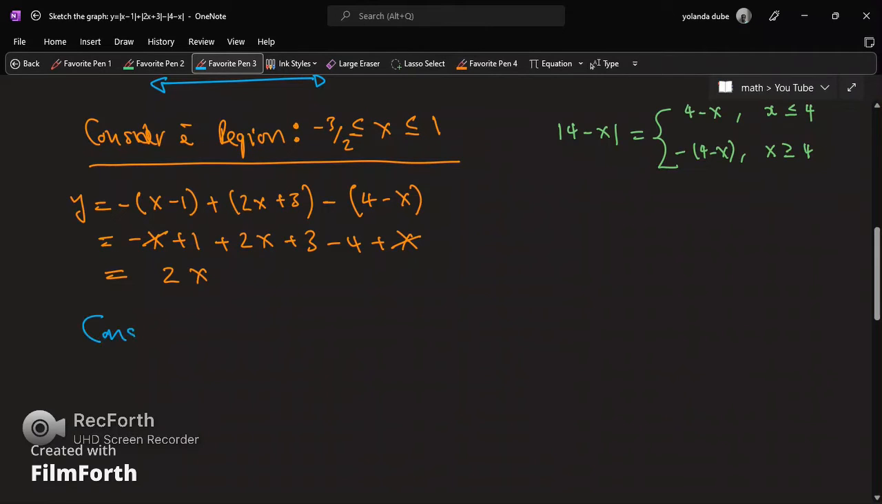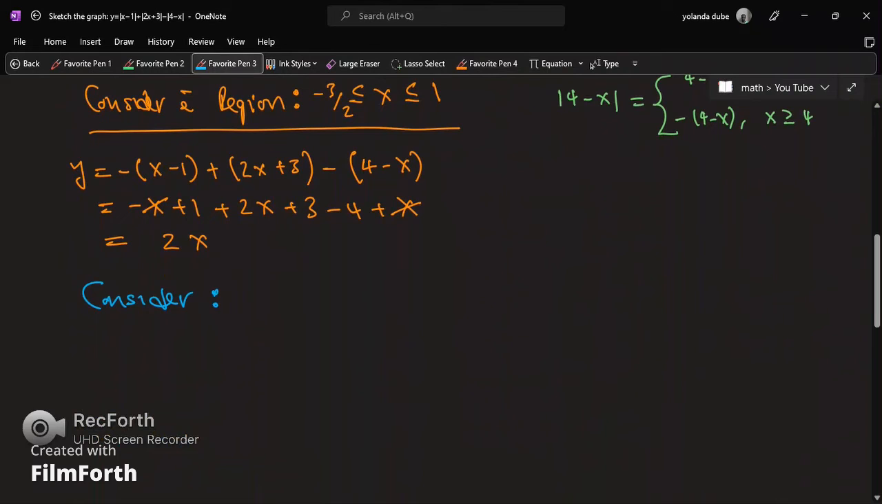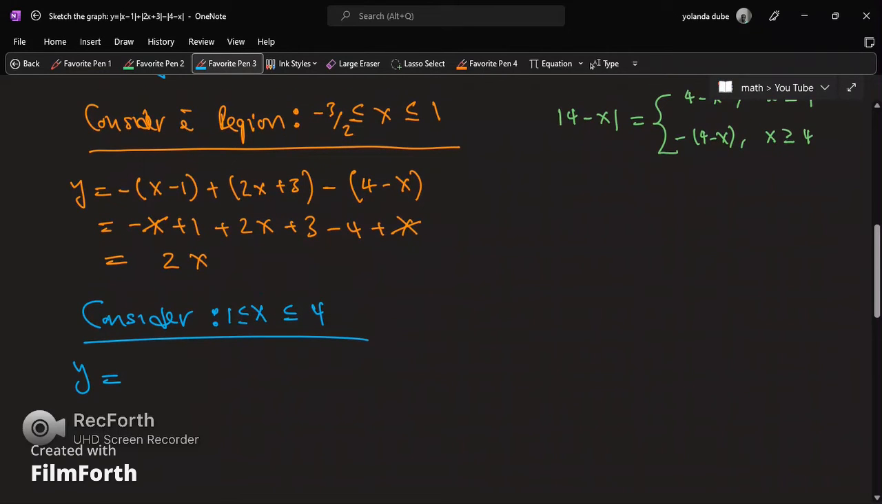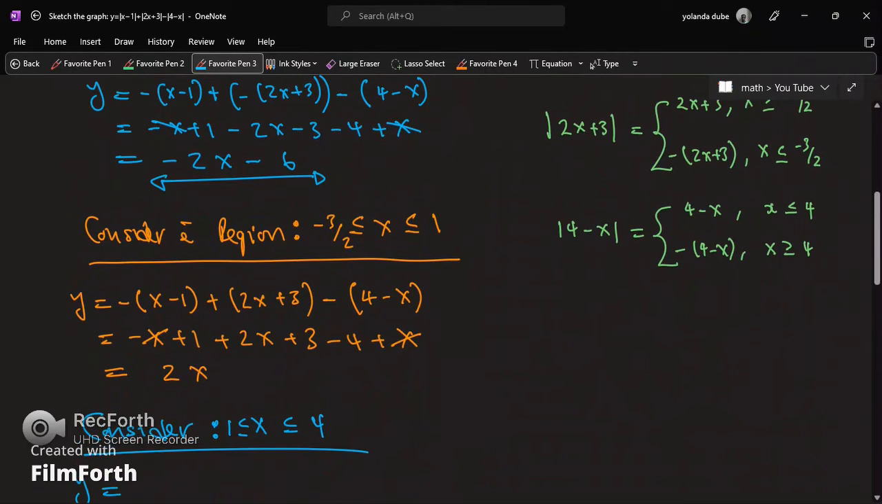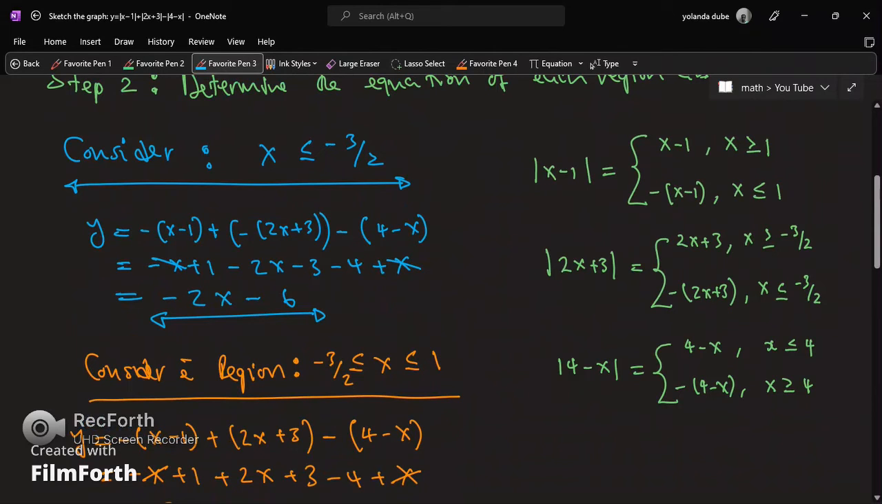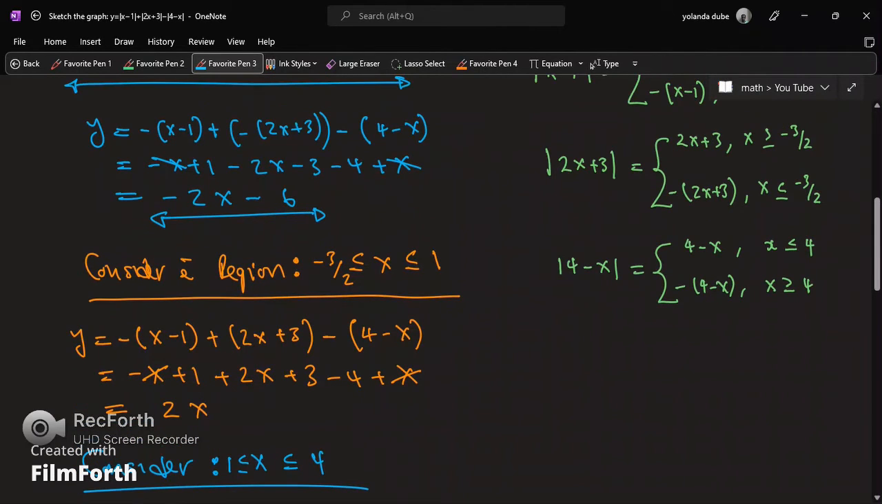So the next region, as shown here, is x greater than 1, but less than or equal to 4. So what happens now? We see that every time when we're less than 4 and greater than 1, when x is greater than 1, this absolute function is defined by the positive part, which is x minus 1. Then the second one, 2x plus 3, as we see there, every time when x is greater than 1 and less than 4, greater than 1 lies here, so this function is also positive.